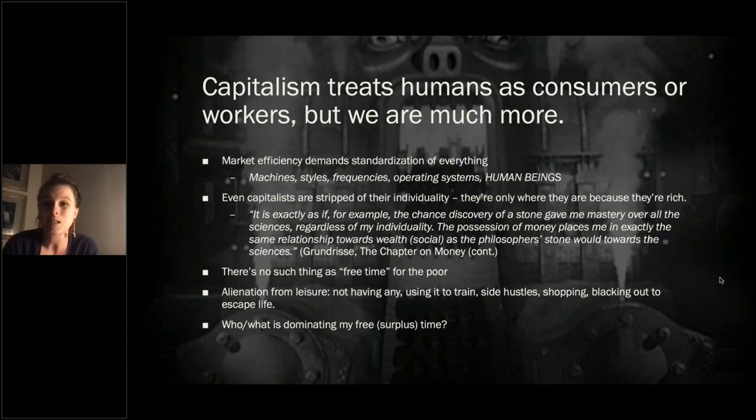And that's another thing that eats up a lot of free time for the poor: people figuring out how they're going to make ends meet, or how they're going to stay in their homes, or how they're going to avoid the police, et cetera.